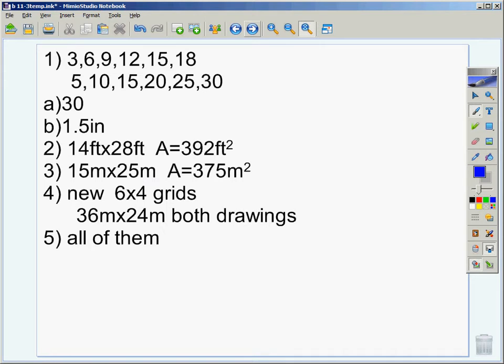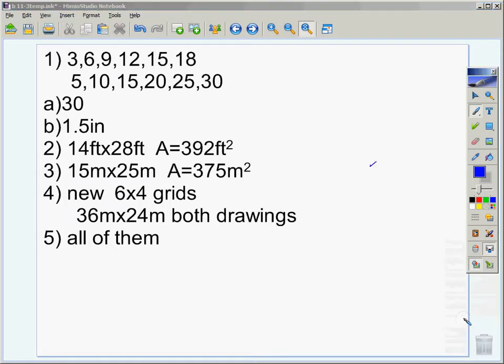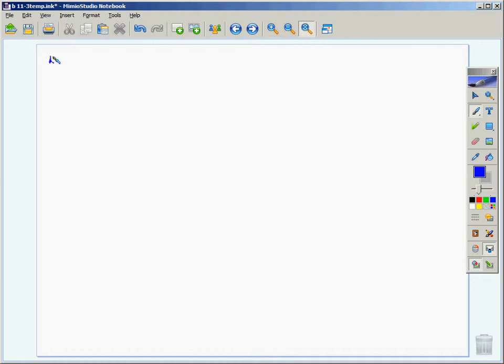For the first 5, take a look at those and see if we need to go over any of them. Number 4. On number 4, they started out with a grid.